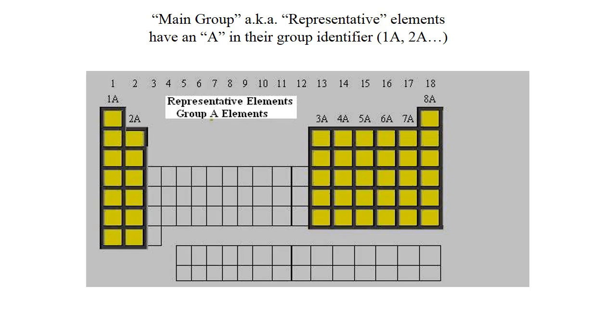They often have an A in their group identifier, so if you notice here, the columns are sometimes numbered consecutively 1 through 18, but more often, and the way I number columns is I simply number the representative elements only. So group 1A, 2A, all the way through 8A is the farthest right column. And you'll understand later why we number it that way.